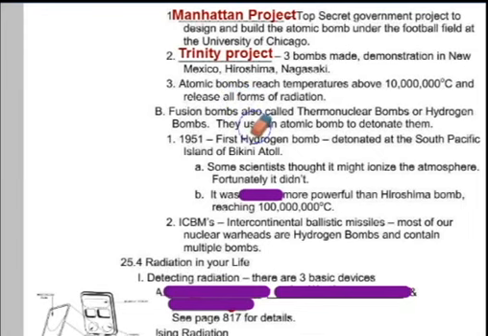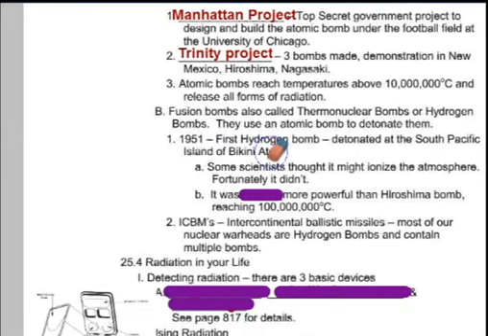Now, we, of course, like bigger and better bombs, and so we made fusion bombs, which are called thermonuclear bombs, or hydrogen bombs. They use an atomic bomb, a fission reaction, to detonate the fusion bomb. That's how they get all the energy to make the fusion start. In 1951, we dropped the first hydrogen bomb. It was detonated in the South Pacific island of Bikini Atoll.